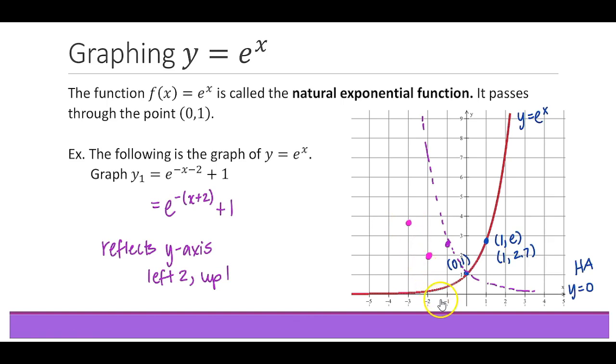So the other thing that moved up is the horizontal asymptote. Since the horizontal asymptote was y equals 0, right on the x-axis, now it's moved up 1 unit. So I'm going to go ahead and sketch a horizontal asymptote, and that's just going to help right now when I sketch my graph. So I'm going to connect these points with a decreasing function that's going to approach my horizontal asymptote.